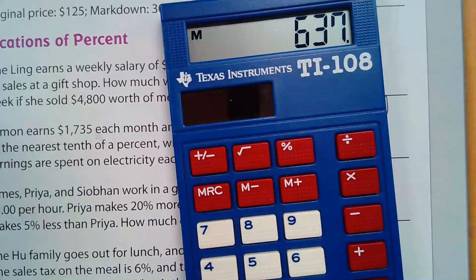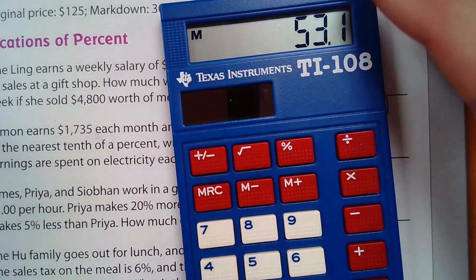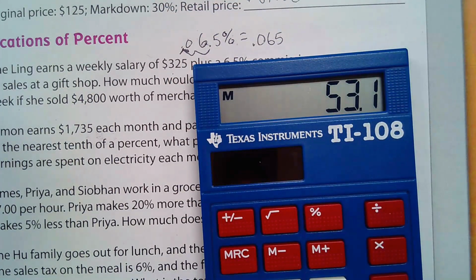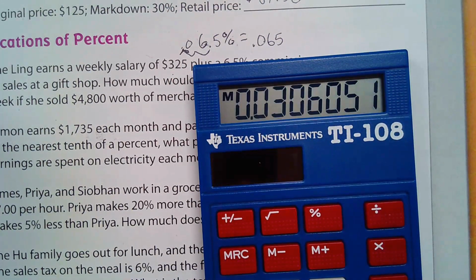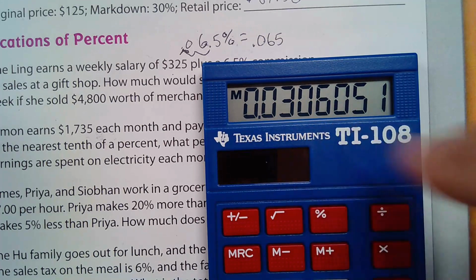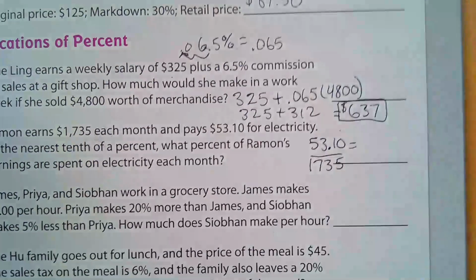So 53.10, which is really just 53.1, divided by 1735, is this 0.0306. I'm going to write that down.